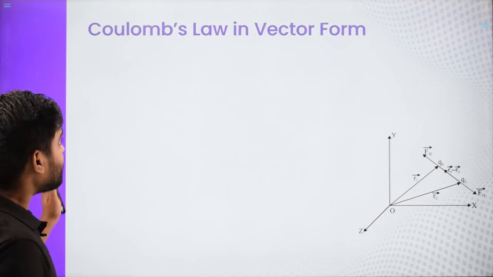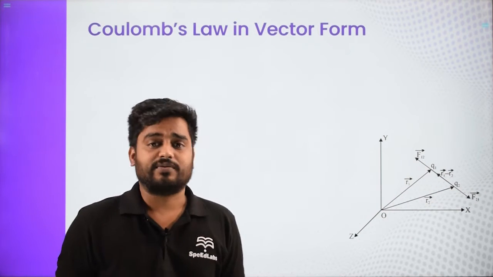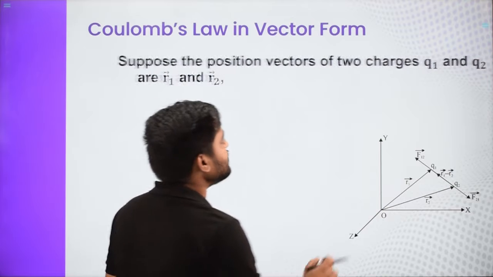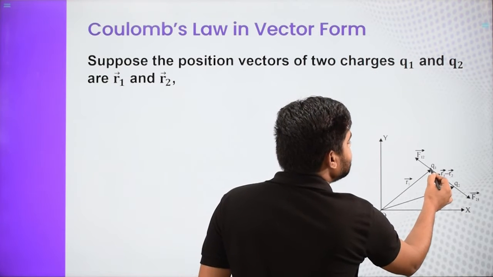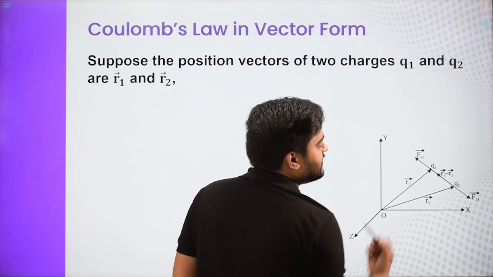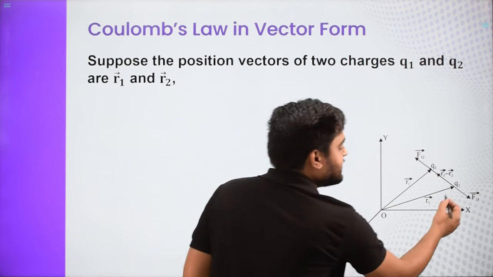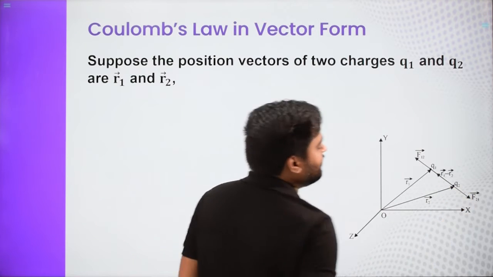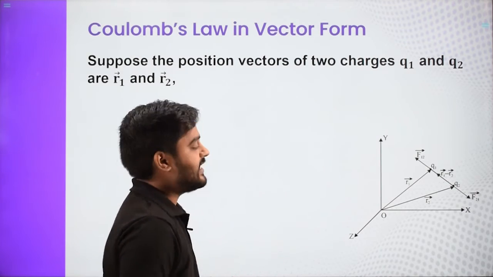Next is Coulomb's law in vector form. So let us say that we have two charges. Q1 is kept at R1 vector. R1 is the position vector for this point where Q1 is kept. Similarly, R2 is the position vector of this point where Q2 is kept.